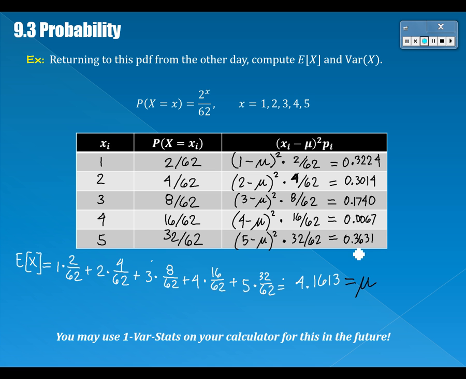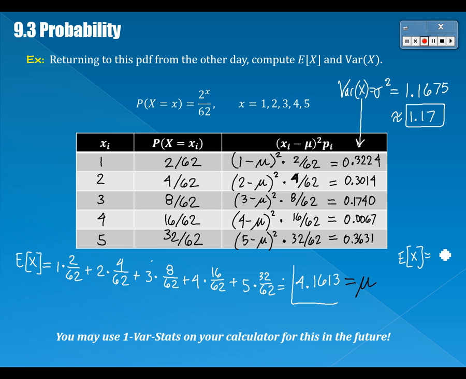If we add all of these up, these numbers right here, we will get the variance, sigma squared, or var of x, if you like, of 1.1675, etc. Okay, so to 3 sig figs, 1.17 for our variance, and it asks for the variance and the expected value to 3 sig figs. The expected value is 4.16. Okay, so there are 2 values, and this problem is done.